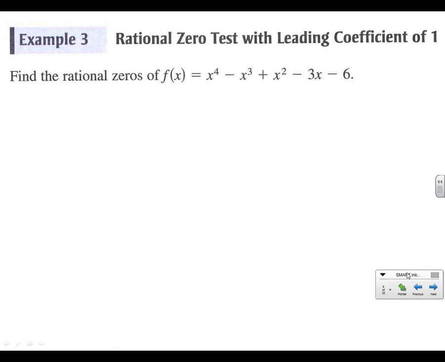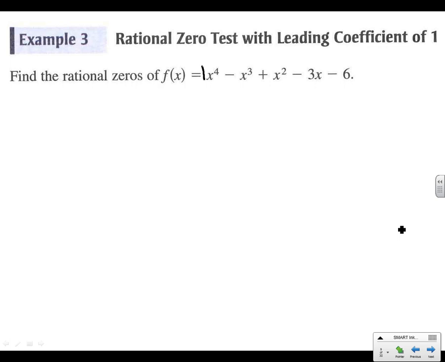Alright, so here's where things really get interesting, and we start doing a lot of work with a lot of things that we've learned. We're going to use the rational zero test, leading coefficient of 1. So we see 1 out front here. Alright, and we're going to try to find all the rational zeros of this huge equation.